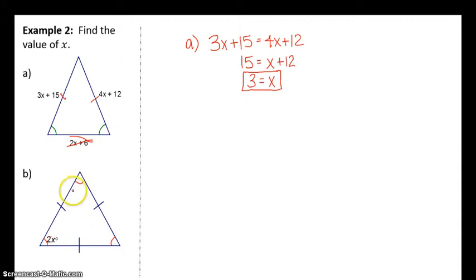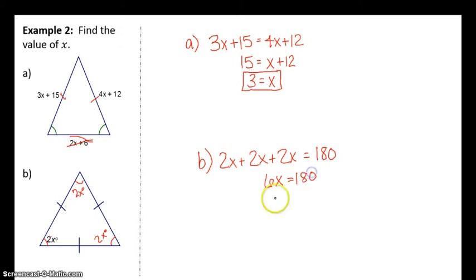And so I know this is going to be 2x degrees, and so is this. Now I can set up an equation to solve for x. For part B, 2x plus 2x plus 2x, all three angles in a triangle add up to 180. Combine like terms, 6x equals 180. Then divide, and x is 30.